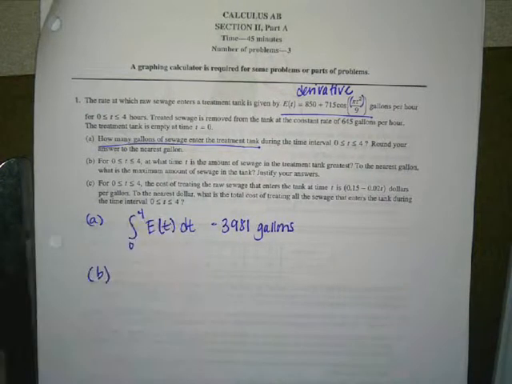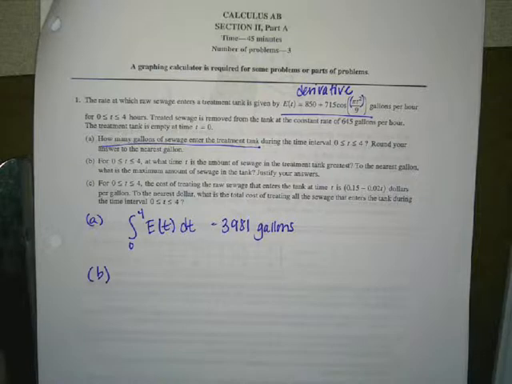Okay, for B. For 0 to 4, at what time is the amount of sewage in the treatment tank the greatest? So I'm looking for max or min, right? I'm not looking for average anything. Yeah, if the word average isn't in there, we're not trying to do the average amount. It's just asking for the greatest amount of sewage. So we're looking for a max in the original function, which is where the derivative equals 0. So we're probably going to do that at some point. To the nearest gallon, what's the maximum amount of sewage in the tank?